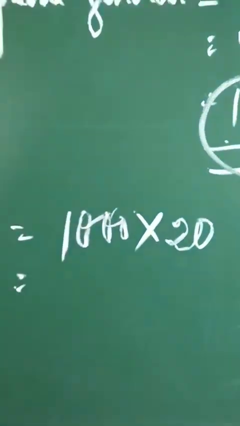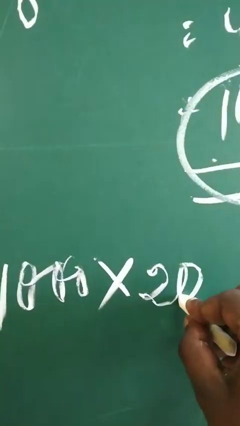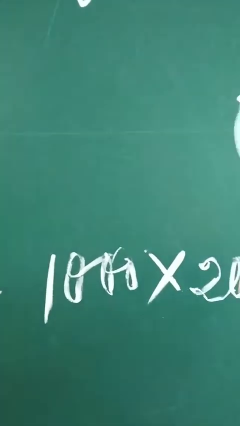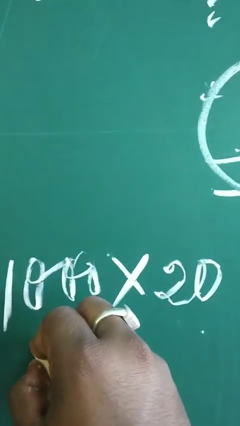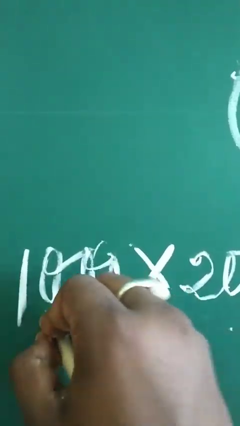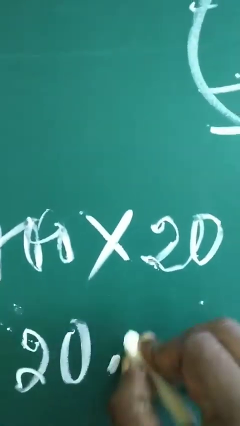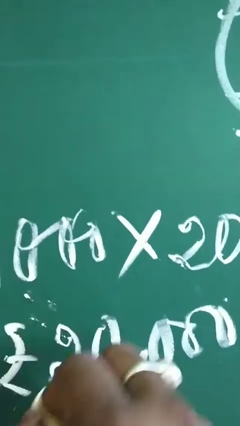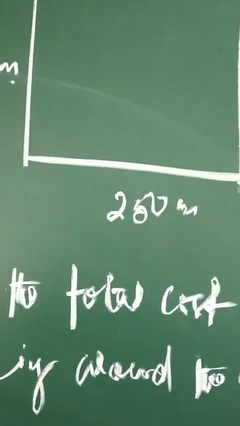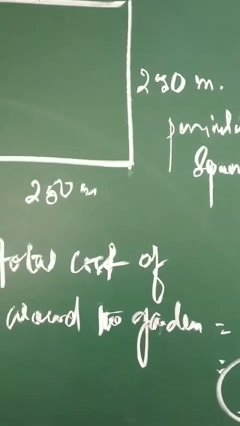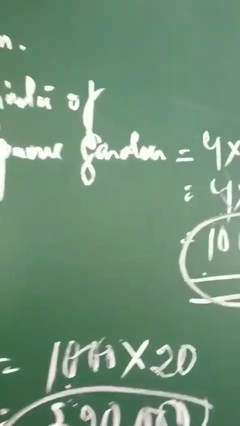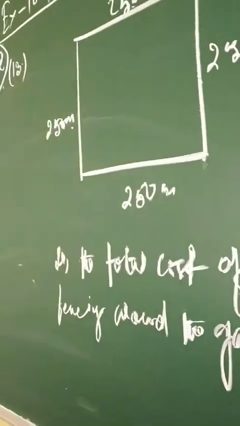Why 1000 into 20? Because rupees 20 for 1 meter, so for 1000 meter, it will be 1000 into 20. So we are finding the product of 1000 and 20. It will be 20,000. So 20,000 rupees is the total cost of fencing around this square garden. I believe it's clear to everyone. So children, this was the concept of question number 13.